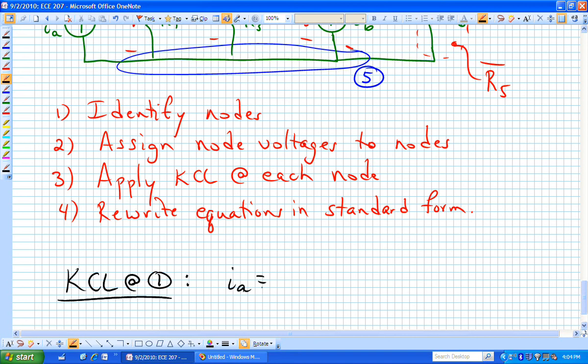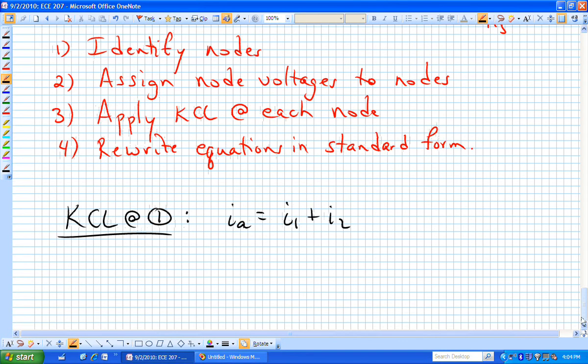So I sub A, KCL, in equals out, correct? And I sub A was going in, I1 and I2 were both going out. If we just do it that way, there's I sub 1 plus I sub 2. What is I sub 1?